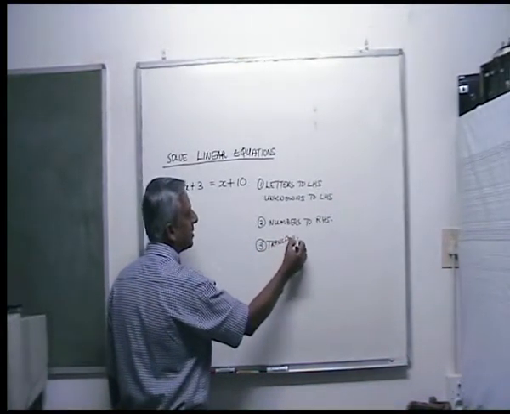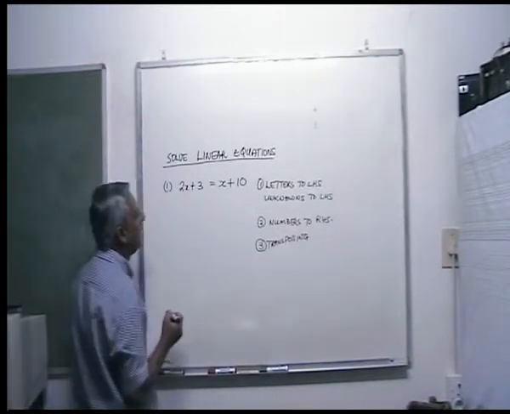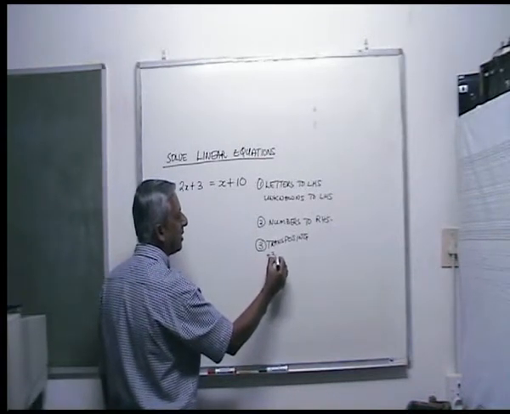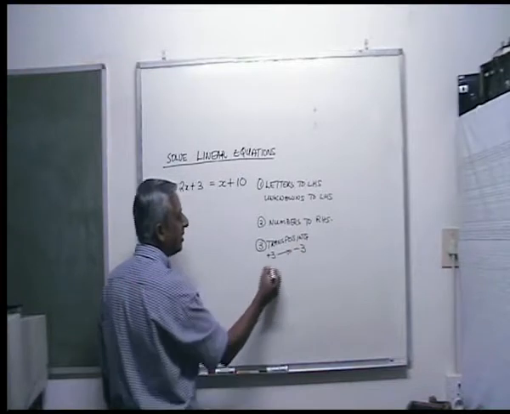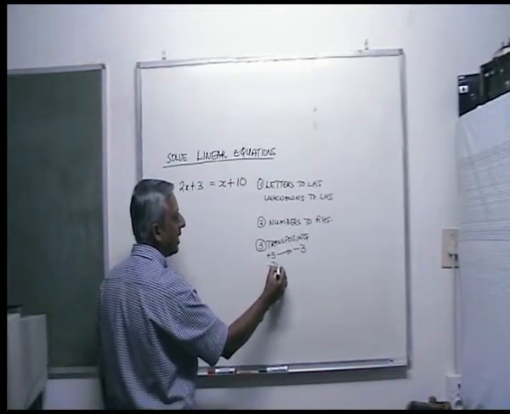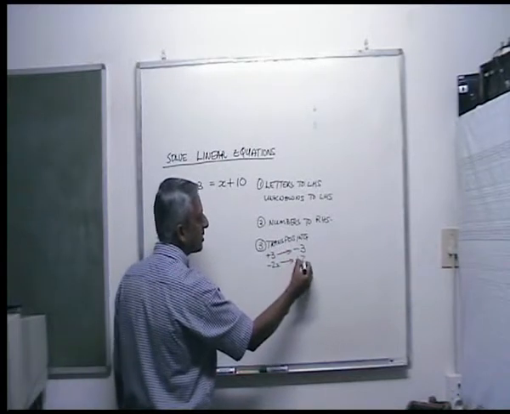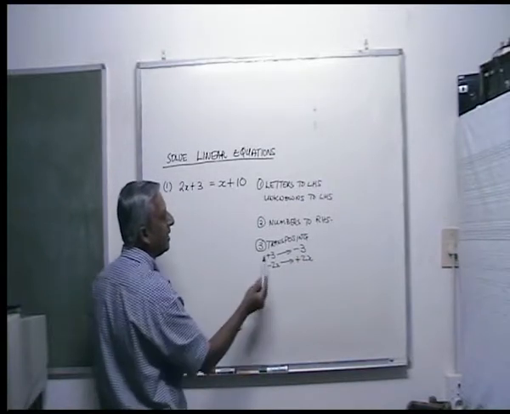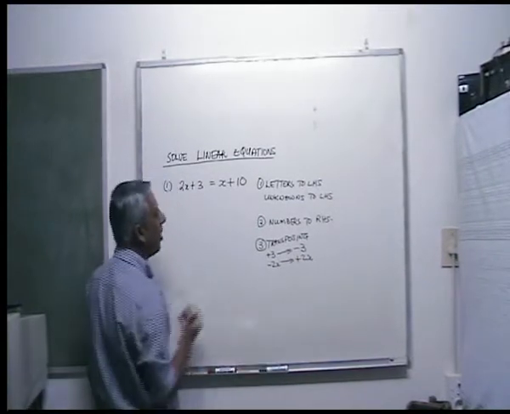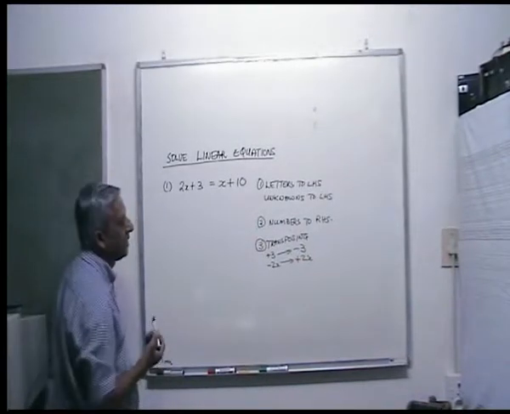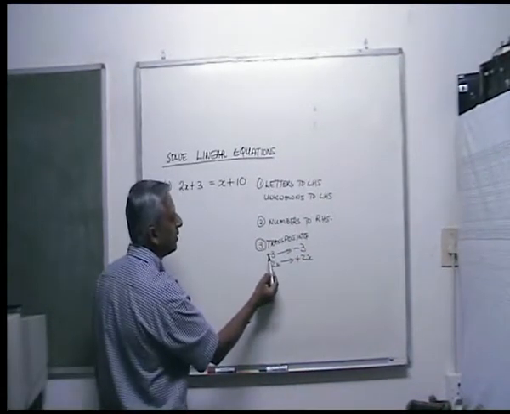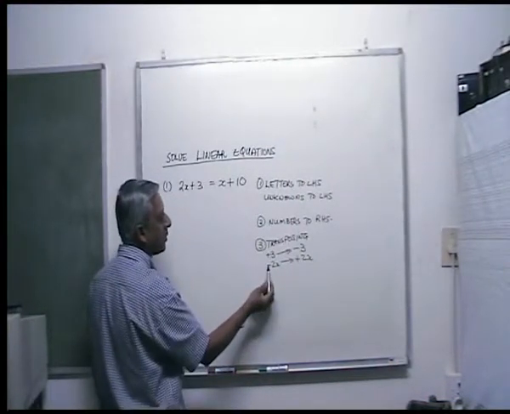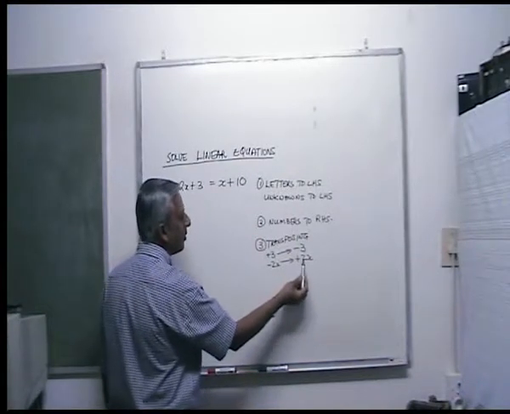We're going to use the rule of transposing. Now when you transpose something, if you transpose plus 3, it will become minus 3. When you transpose minus 2x, it will become plus 2x. In other words, when you transpose a term, then its sign changes to the opposite. Right? So let's clear that. When you transpose a term, for example plus 3, its sign will become minus 3. If you transpose minus 2x, it will become plus 2x.